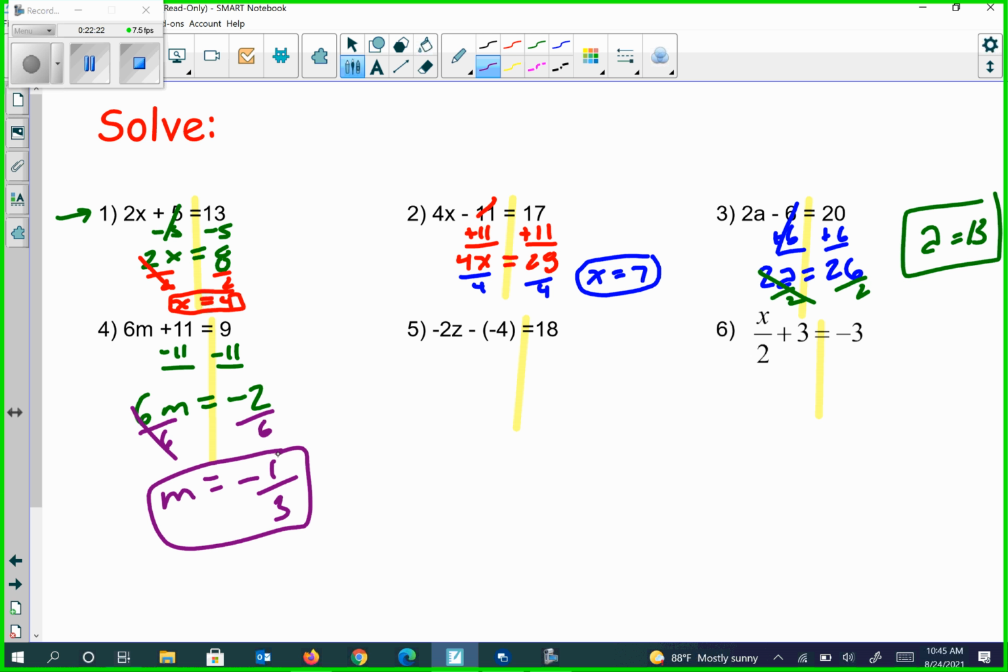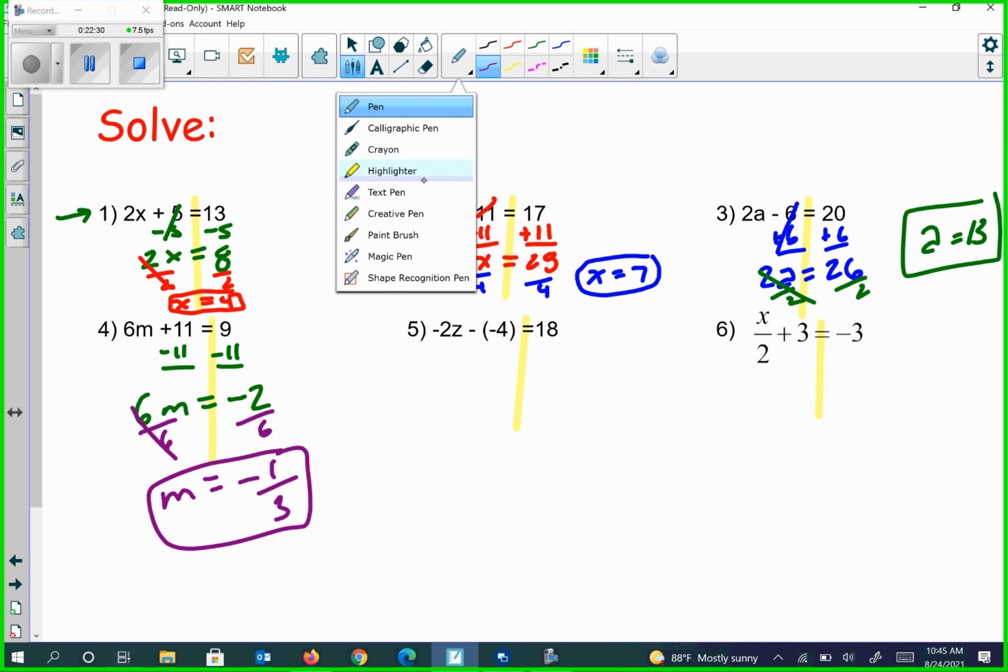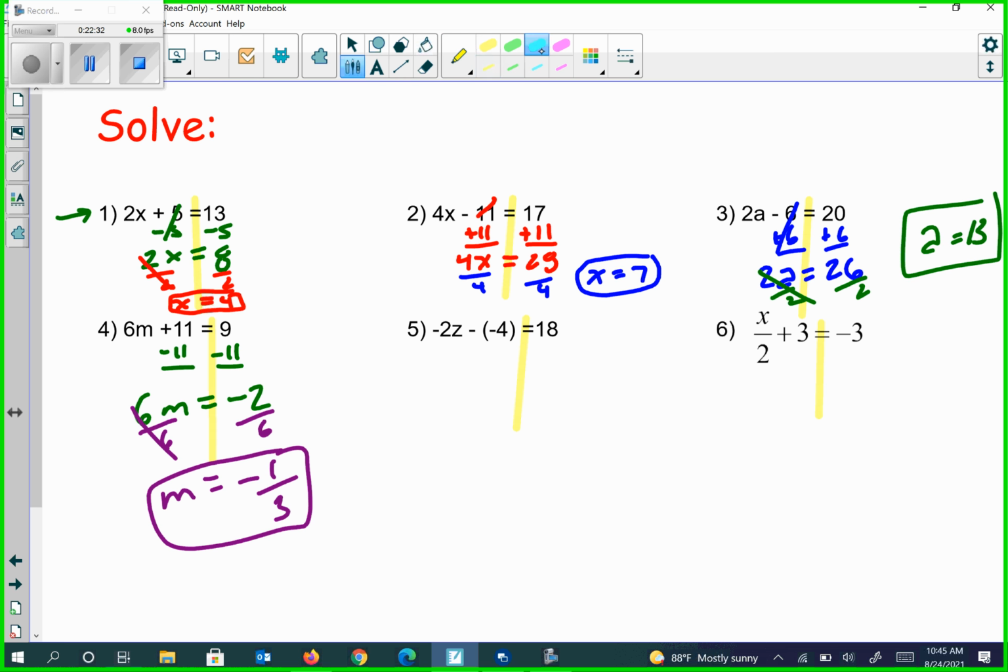Oh, there's a lot of signs on number 5. Negative, negative. What should happen right here? What should happen there? Go ahead. Negatives become positive. I like that. So negative 2z plus 4 equals 18.